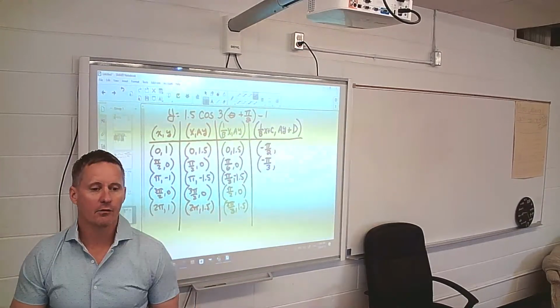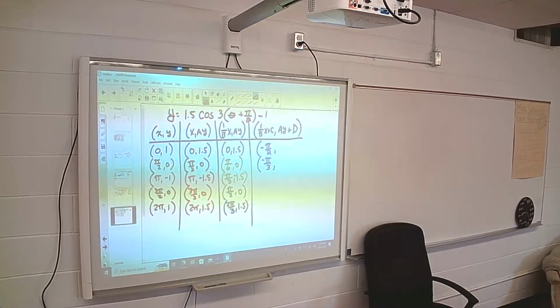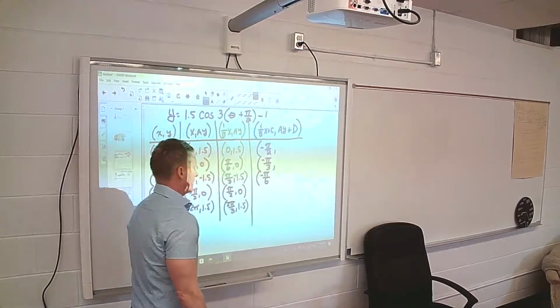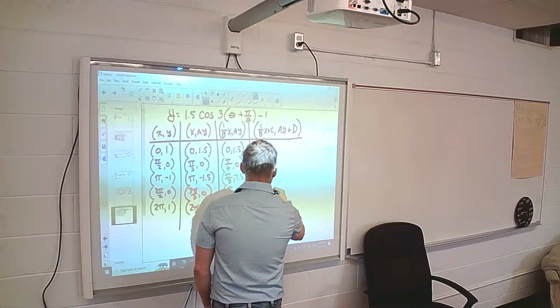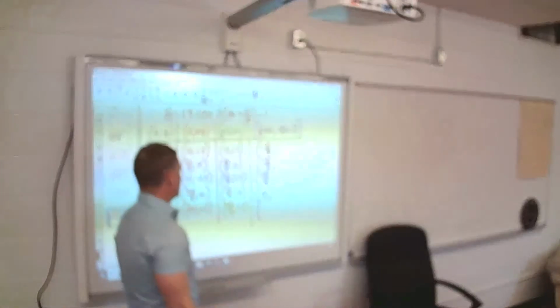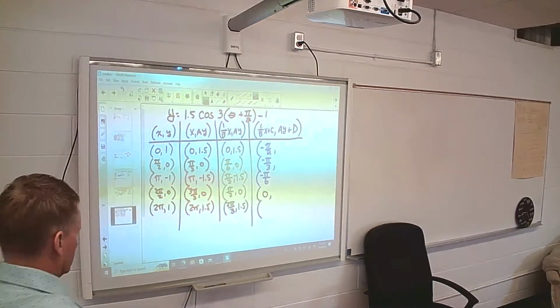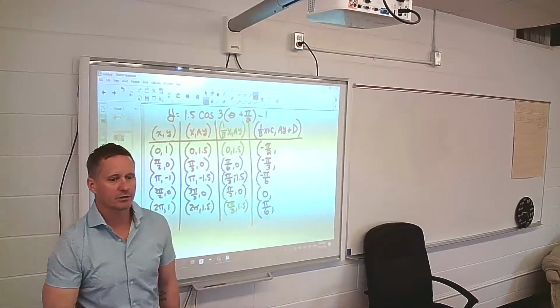Okay. Pi over 3 now, subtract pi over 2, is 2 pi over 6 subtract 3 pi over 6. Negative pi over 6. Pi over 2 subtract pi over 2. Two pi over 3 subtract pi over 2. 4 pi over 6 subtract 3 pi over 6. Pi over 6. This actually might be the easier way to do this question.